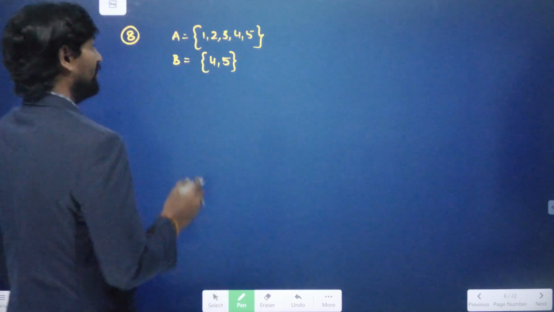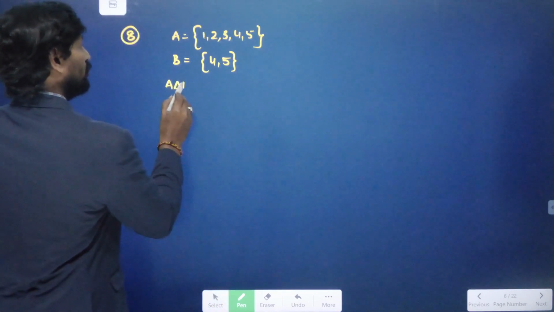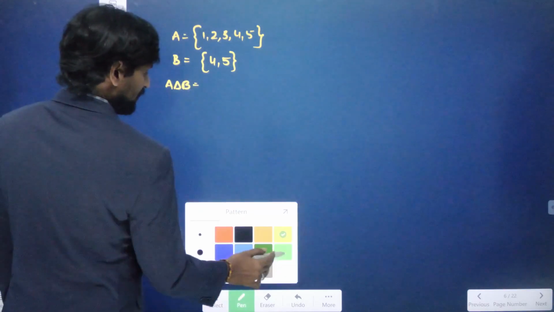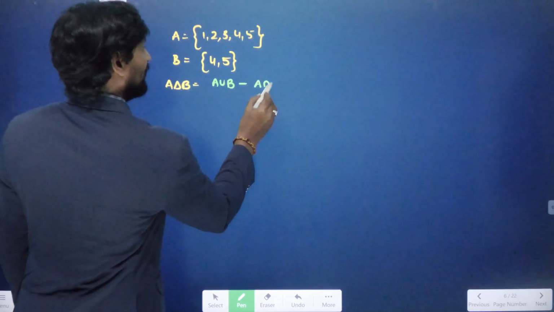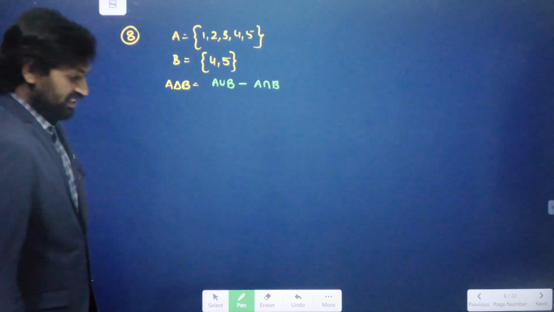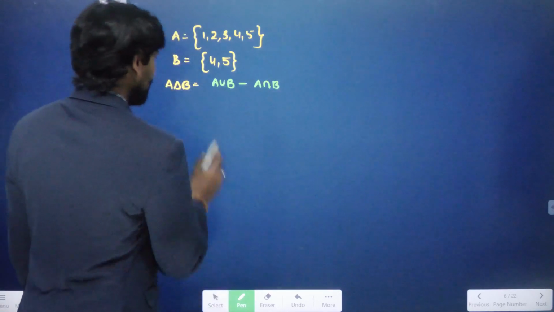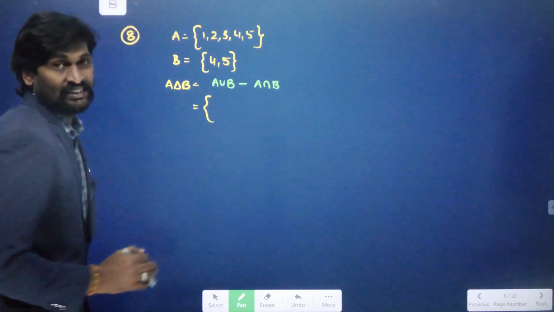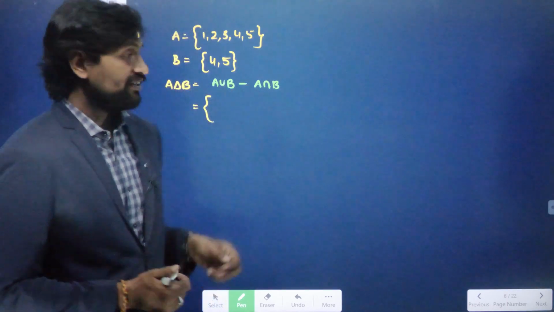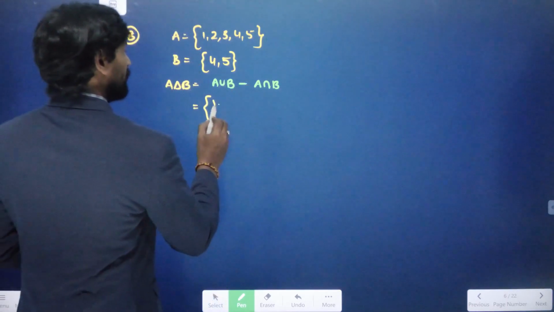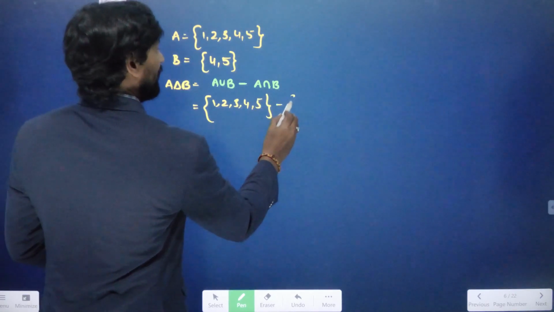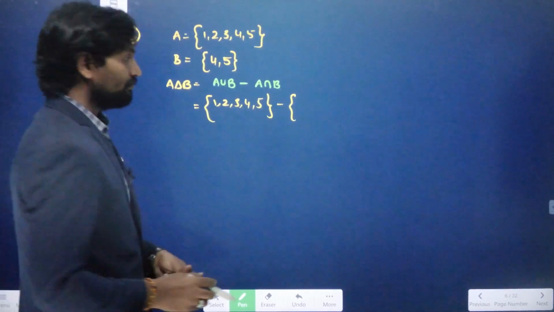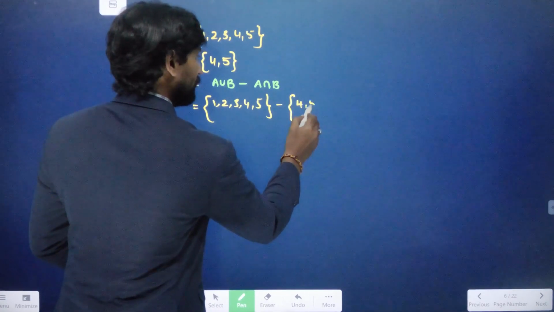Then A delta B. I told you already, A delta B is nothing but A union B minus A intersection B. A union B I am directly writing. So A union B is nothing but all the elements from set A and set B together. Set B is nothing but part of set A itself, so A union B is set A again. And A intersection B is nothing but {4, 5}.